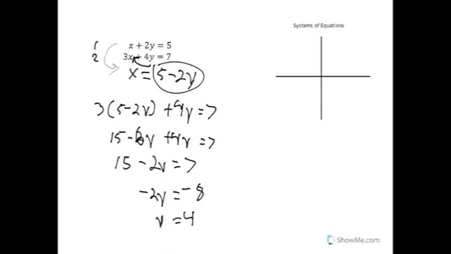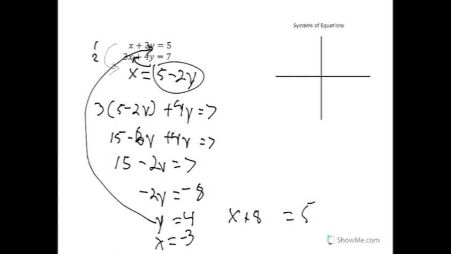All right, and then if I take this y is equal to 4 and I plug it back in up here, then I can say x is equal to 5 minus 8, which is 4 times 2. x plus 8 is equal to 5, meaning that x is equal to negative 3. All right, really simple equation, really simple solving.